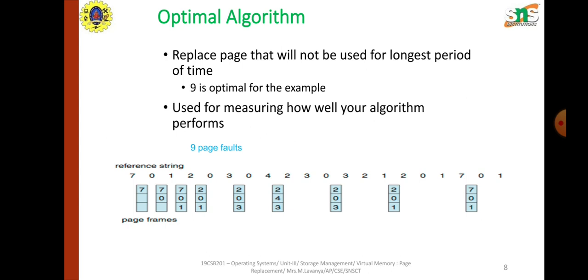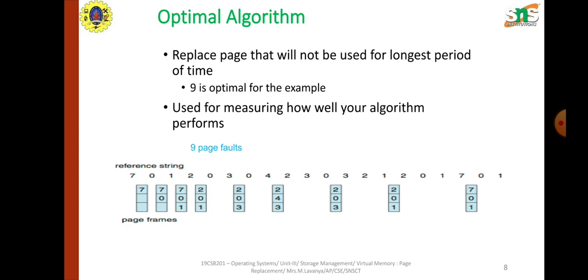Again 0, again 4, 2, 3, 0, 3, 2, 1. Since 1 is available in the frame and 1 is least frequently arriving in the sequence, we won't select 1 as a victim frame. So the only possible option is 7. So 7 is the victim frame we are selecting here. So we are replacing the value of 7 with the new arrival string data 2. Now the data in the frames are 2, 0 and 1.